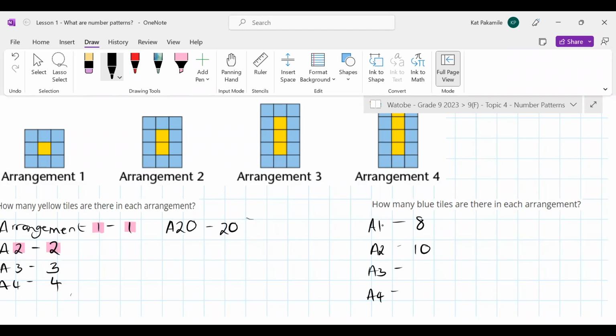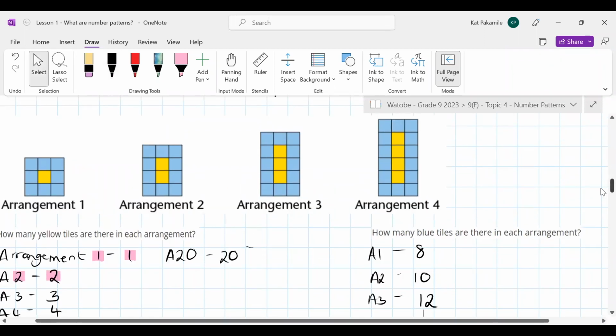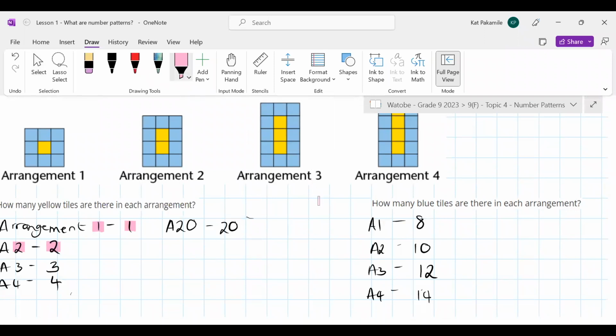12, ma'am. We have 12. Yes, ma'am. 5, and 12. Arrangement 4. Once I move up, 14, ma'am. We have 14. How are you getting those numbers without looking? We're adding by 2, ma'am. We're adding by 2. But let's see if we can find a relationship between the arrangement number and the number of blue tiles.